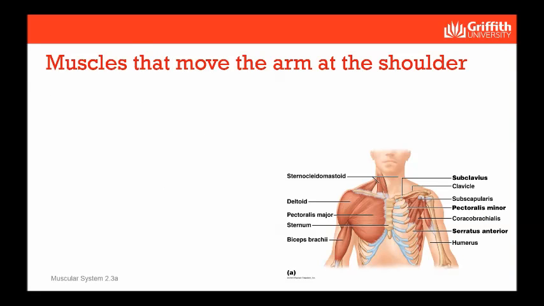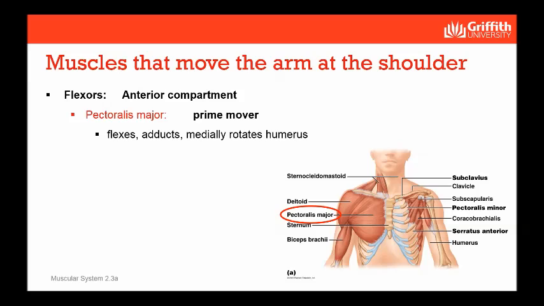The next group of muscles that we are interested in, moving the arm at the shoulder, are located in the anterior shoulder compartment. These muscles flex the shoulder joint. The prime mover of shoulder flexion is pectoralis major. This is a large fan-shaped muscle that extends from the sternum across the superior anterior chest and inserts into the greater tubercle of the humerus. Although pectoralis major is the prime mover for shoulder flexion, it also adducts and medially rotates the humerus.